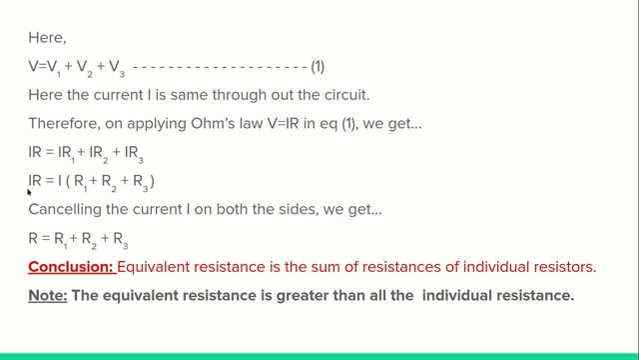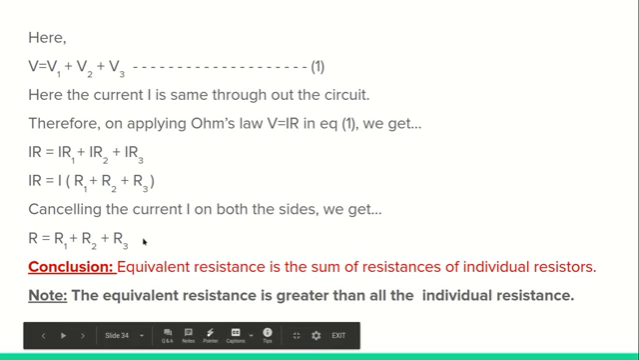Cancelling the current I on both the sides of the equation, we get R is equal to R1 plus R2 plus R3. So this is the final equation, which is the equivalent resistance of the system of resistors connected in series.